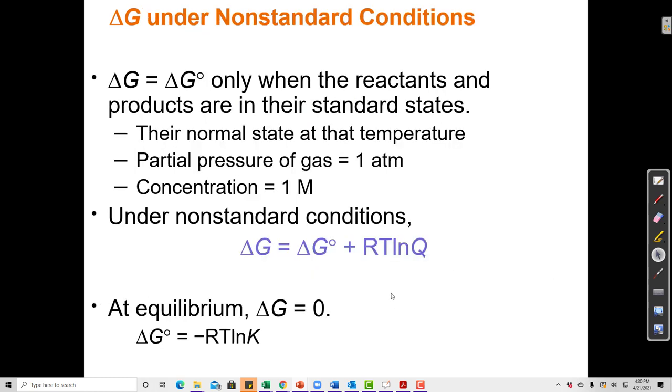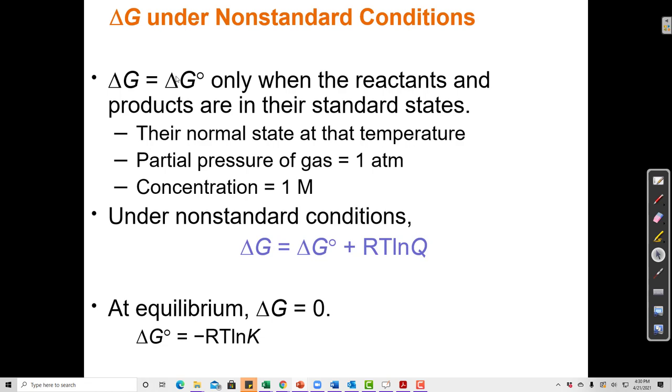If we are not at standard conditions, then we are not computing delta G naught. We're computing something very similar called delta G. This little degree symbol only applies if I have 1 atmosphere, 1 molar, 25 degrees C, and everything in its standard state. If one of those is not true, I'm actually computing this value. But these values are obviously related to each other.